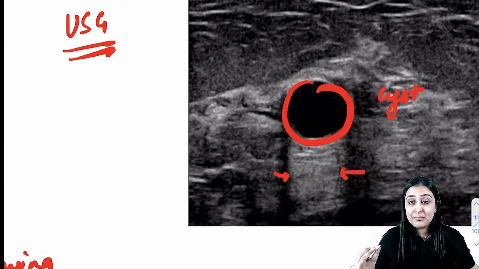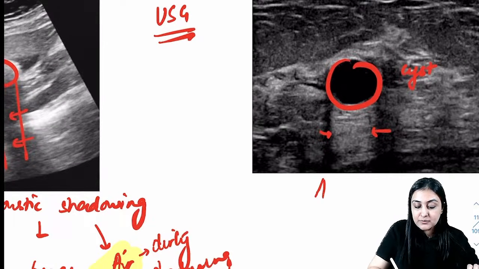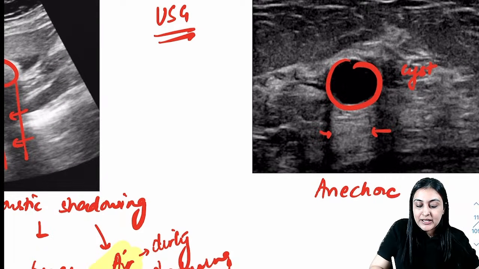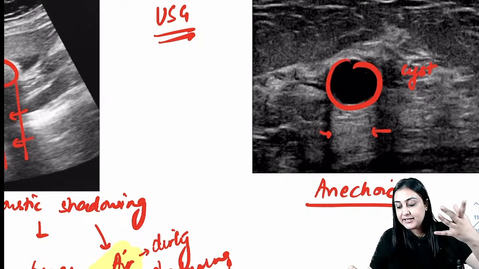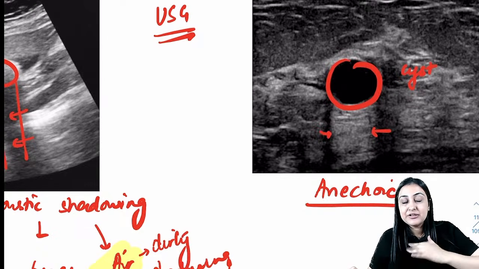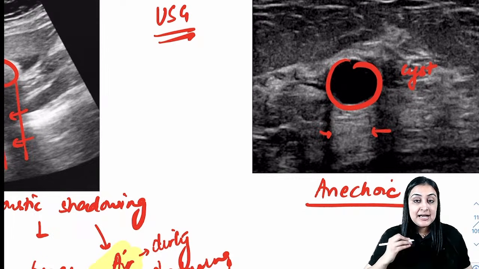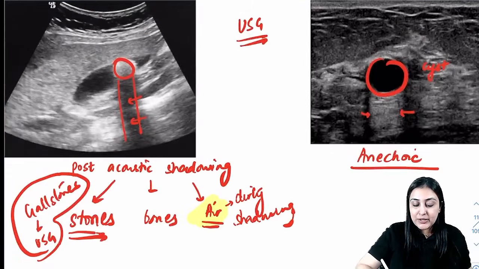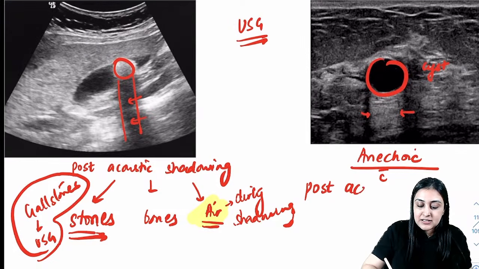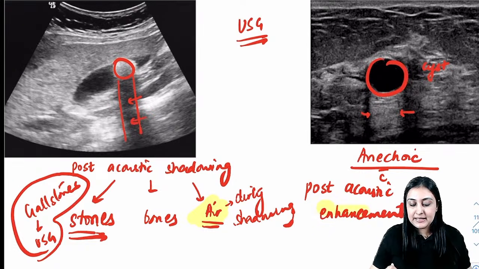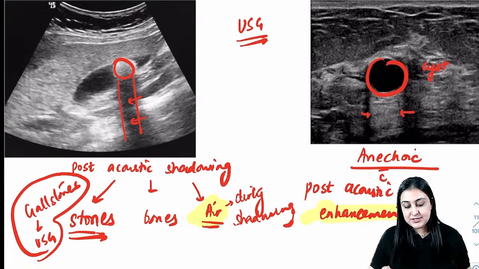It is appearing so black that I use a specialized term called anechoic. There is no echo. It is completely black because the sound waves were not absorbed. It did not reflect anything; it is allowing everything to pass through it. So a cyst in itself is going to appear anechoic. But behind it, what am I going to see? I am going to see posterior acoustic enhancement behind a cyst. So anechoic with enhancement is a cyst.